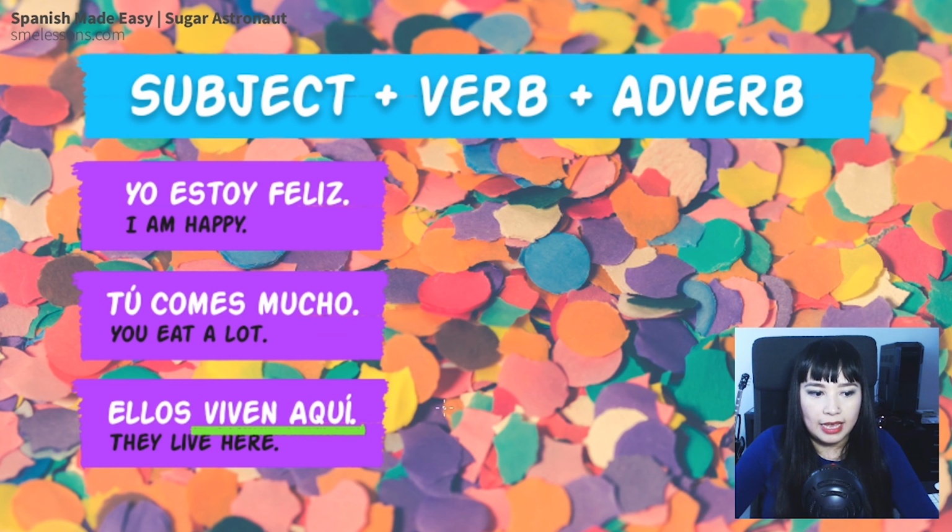You could also say, viven aquí. They live here. If you want to be more specific, you can use personal pronouns, okay? But usually you don't have to. Let's see more examples using this sentence structure.